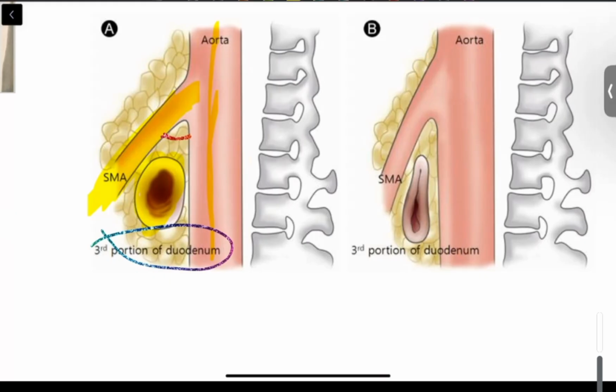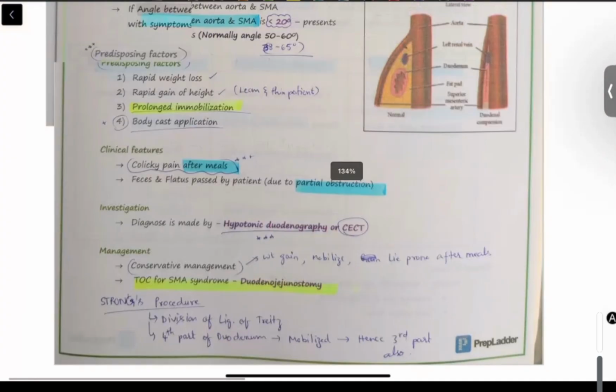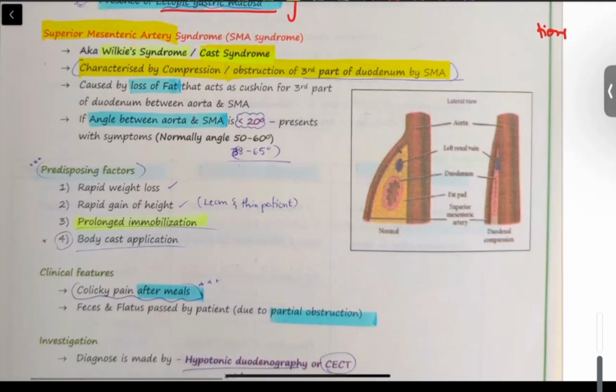Suppose if this angulation is reduced due to some reasons like this, then whatever the third part of the duodenum is there, that is compressed between the superior mesenteric artery and the aorta. Because of this compression, what is happening? All the clinical features which we are going to discuss now are happening because of compression of this third part of the duodenum or obstruction, basically small bowel obstruction.